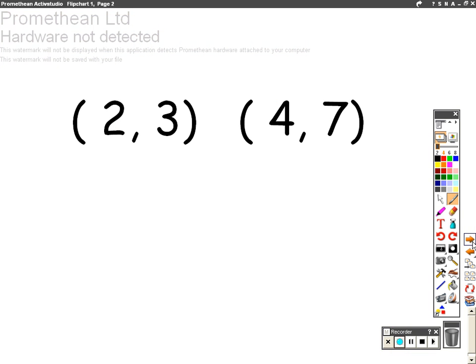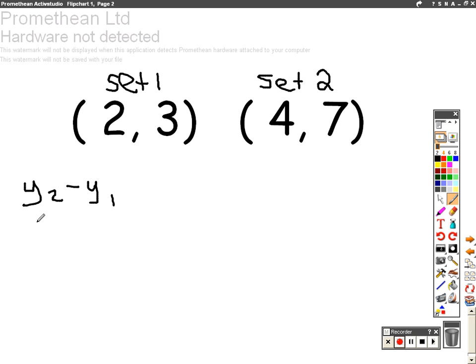Okay. The other case is when they give me an ordered pair. They'll give me 2 ordered pairs. So I'm going to go ahead and label this one set 1. And I'm going to label this one set 2. And in this case, we're going to use the formula for slope, which is y2 minus y1 over x2 minus x1. Okay. So rise over run, because my y-axis is my rising axis and my x-axis is my run axis.